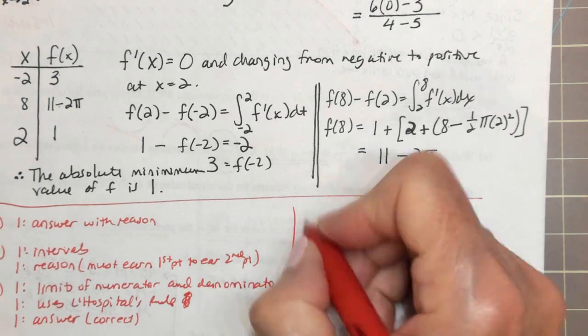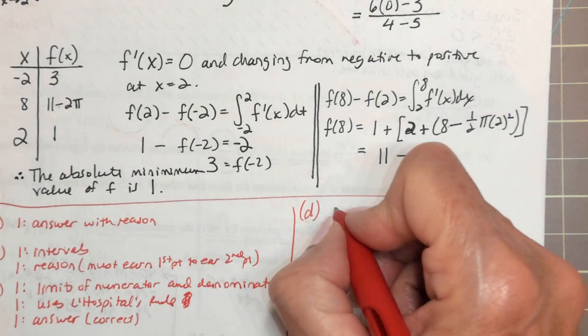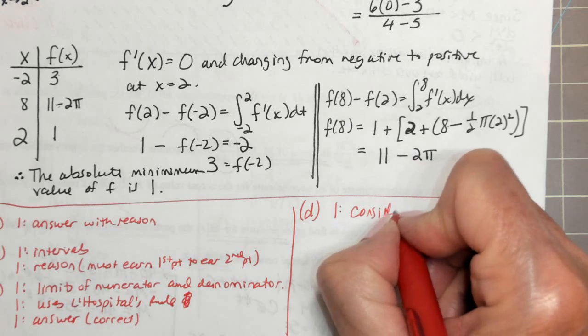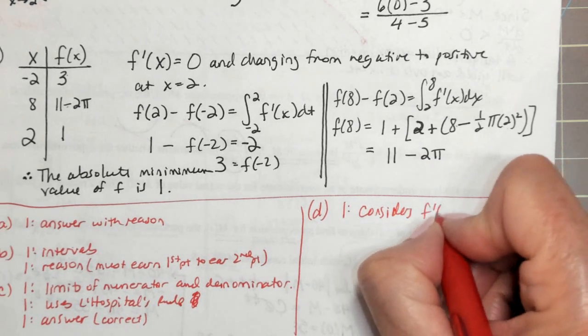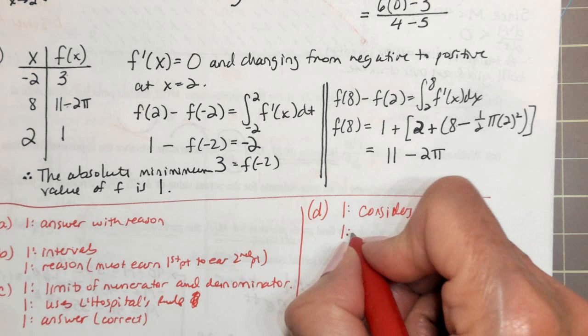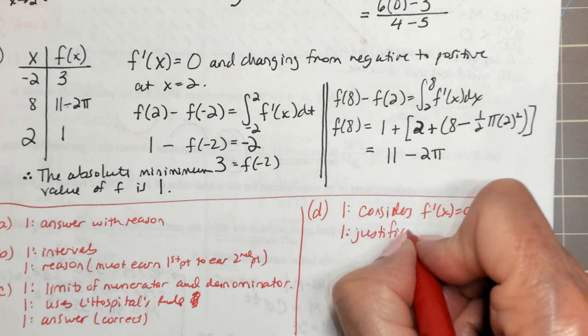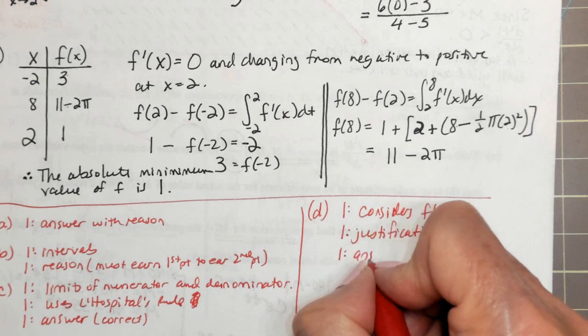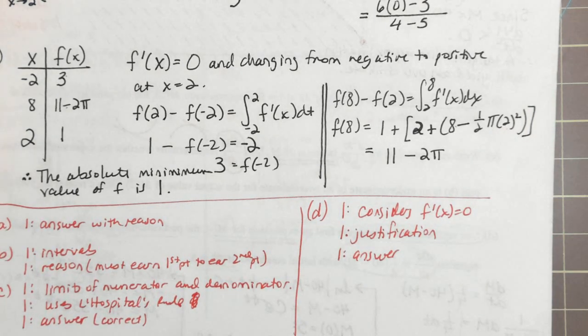All right, Part D. 1 point for considers f prime is 0. Did you consider f prime as 0? 1 point for the justification, 1 point for the answer. The justification would be everything, you guys. Is everything right? And then 1 point for your answer. All right, and that was number 4. I'm not sure why this was a lower scoring problem. I didn't think there was anything too terrible about it.